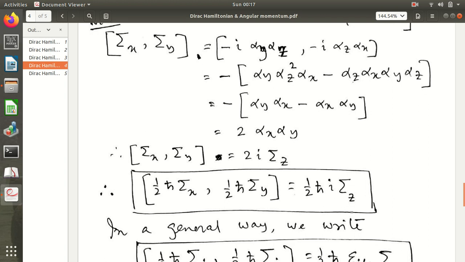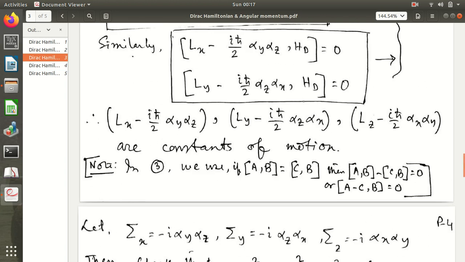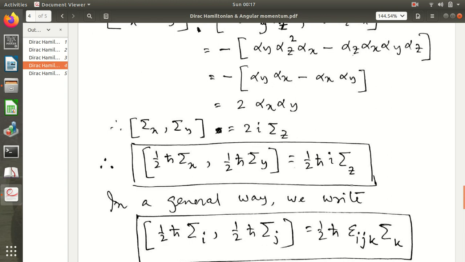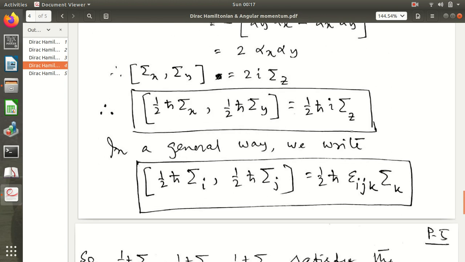Now you couple the ħ/2 that is left here with −i αy αz, which is known as Σx. So what is left? ħ/2. You couple ħ/2 Σx and ħ/2 Σy, so it will be half ħ i Σz. In a general way, using the tensorial notation of the Levi-Civita symbol, half ħ Σi with half ħ Σj equals half ħ εijk Σk.